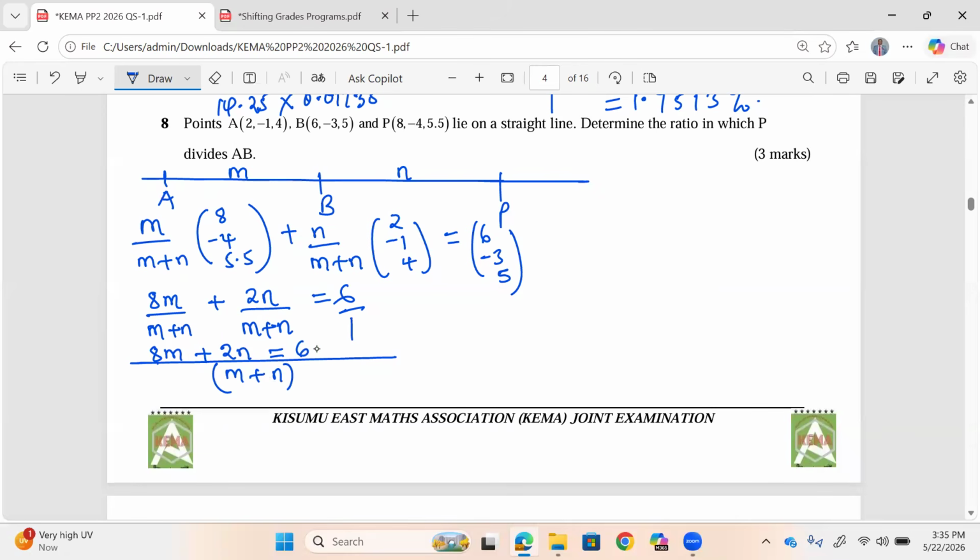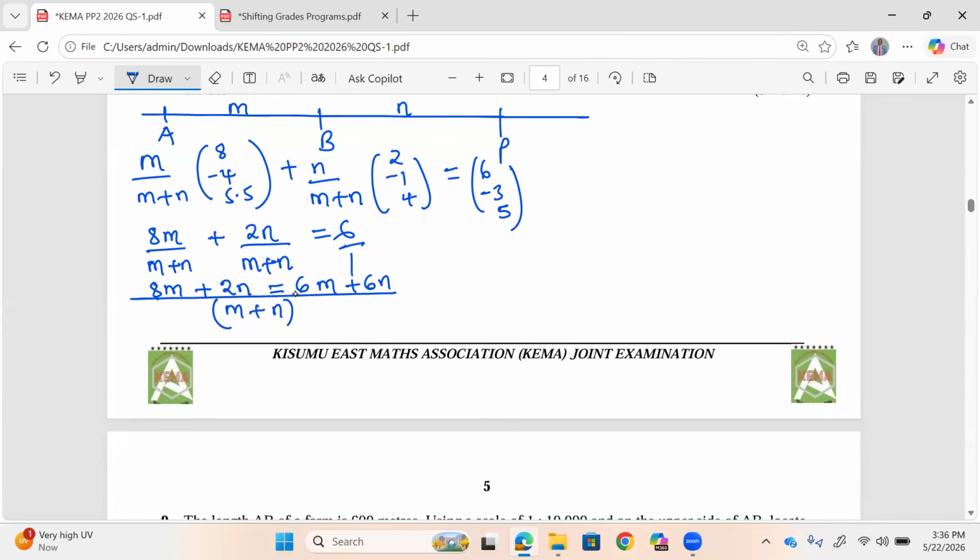So 6 multiplies now m, then also n. So I've multiplied 6 by the LCM like that. The LCM is now done away with. So we can group terms and say that 8m plus 2n equals to 6m plus 6n.